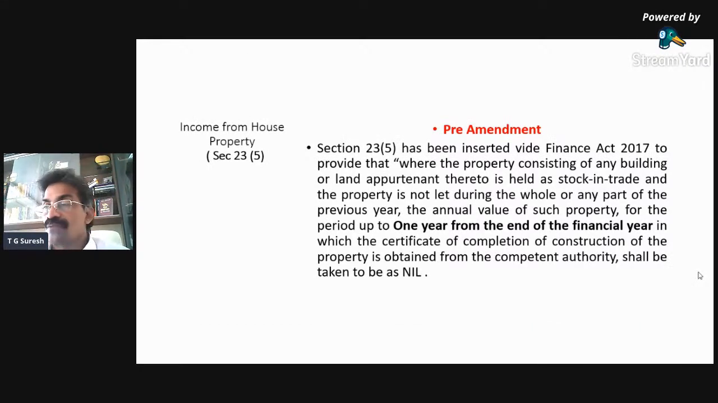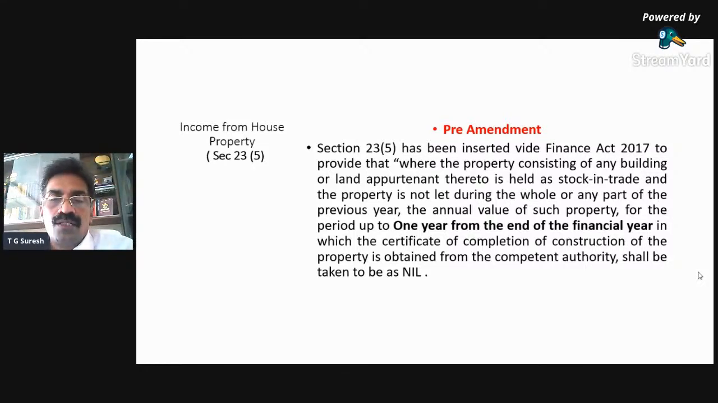So it's another interesting provision, section 23(5). I'll just try to give a small briefing on this 23(5) as to why it had to be introduced by the Finance Act of 2017, and what change has been made now, and then we will also do one problem to understand this particular point.